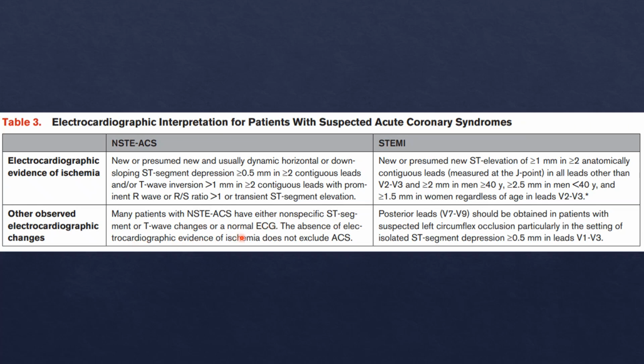In STEMI cases, there is a new or presumed new ST elevation of more than 1 millimeter in 2 or more anatomically contiguous leads, and in all leads other than V2, V3, more than 2 millimeters in men of age more than 40 years and more than 2.5 millimeters in men less than 40 years of age. And for women, the limit is more than 1.5 millimeters in the leads V2 and V3. So basically, in all the leads more than 1 millimeter, and in leads V2, V3 more than 2 millimeters if the patient is a man with age more than 40 years, and 2.5 if age less than 40 years.